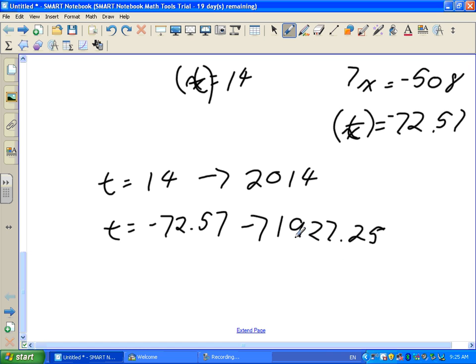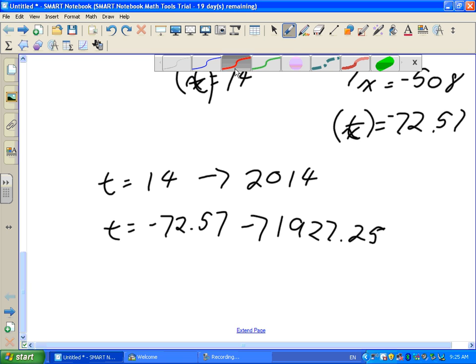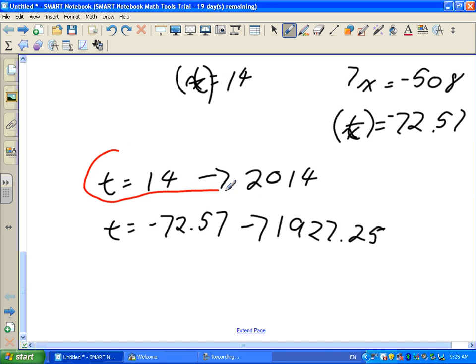Let's take a look at these. They give us a population that's working from the year 2000. We have a growing population. Which of these 2 answers is logical? 2014, that's right. The population is growing. So they've given us 2, which you're going to get on your test. You're going to get 2 answers. You have to be able to choose which one is a logical answer. This one here is the one that makes sense.